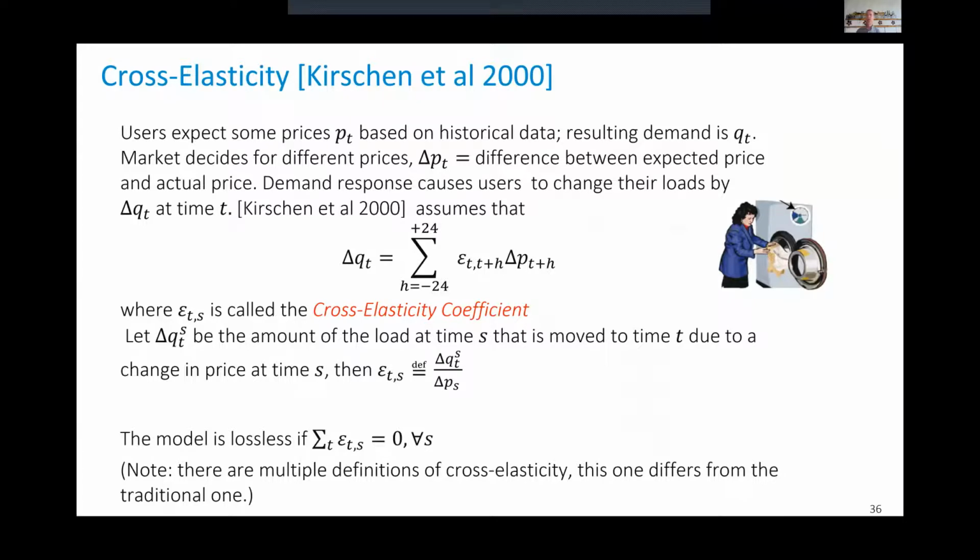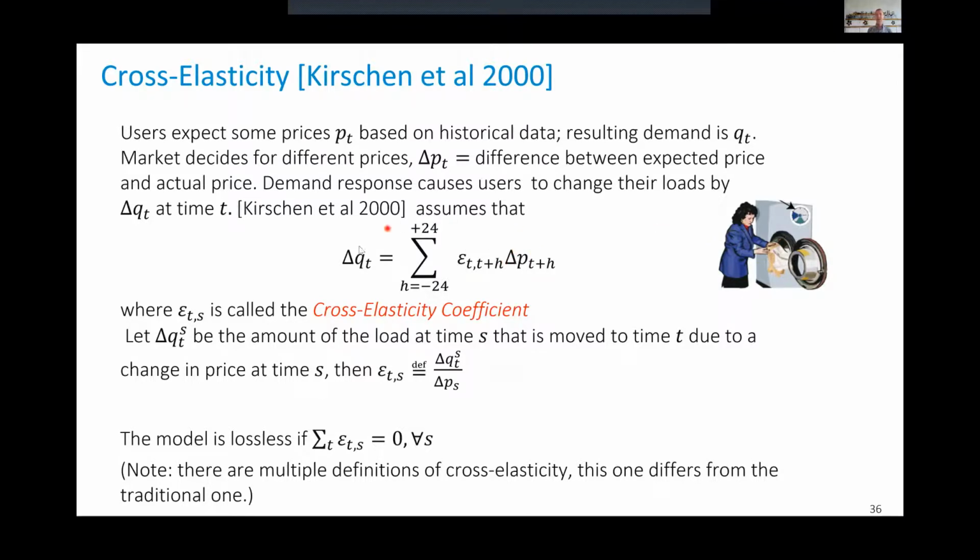How do we capture this? Well, one paper proposes this. It's a paper of 2000 by Kirschen and company in the UK, where they capture what is called the cross-elasticity coefficient. So they say, if I do a demand response event by price, I have a delta on the price at time t plus h. Here, to simplify, assume t is in hours. So that's what we had seen in this Norway pilot here.